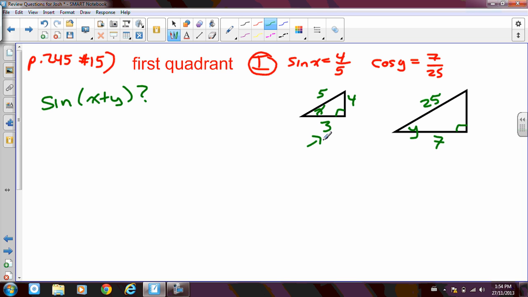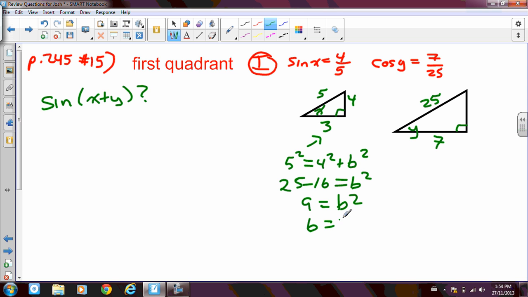If you didn't know what that was, basically you have to use your Pythagorean theorem. And you're missing the other side. 25 minus 4 squared is 16. Subtract it to the other side here. And you see that 9 is b squared, or b is 3. And of course, we don't need the plus or minus there because we're talking about the length of the side here, so it can only be positive.